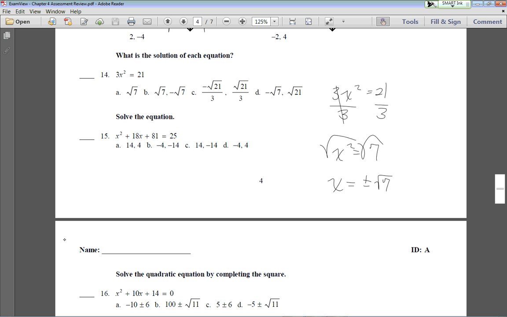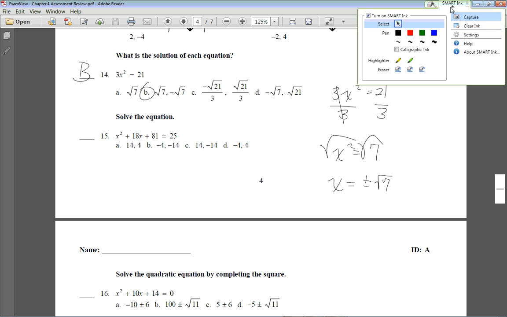Don't forget, when you take the square root of a number, you always have 2 answers. You have the positive version of that number and the negative version of that number. So x equals plus or minus the square root of 7. So there we go, letter B. Remember, you're going to have 2 answers when you take the square root of something, not just one.